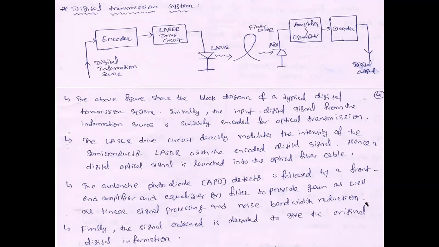Once we have the encoder output, next we go to the laser drive circuit and give it to the laser, which converts the electrical signal to optical. The electrical elements are 0 and 1. When the input is 1, the light is on. When the input is 0, the light is off. Then comes transmission along the fiber cable.